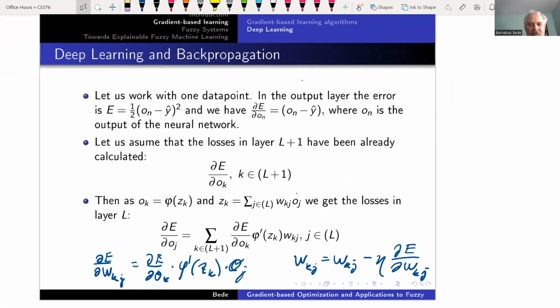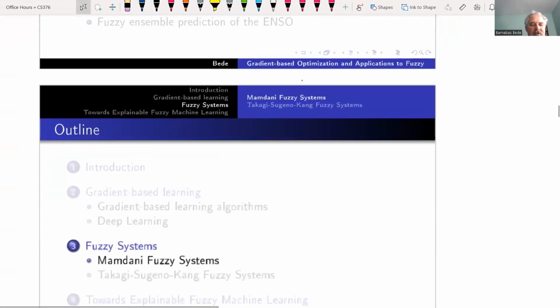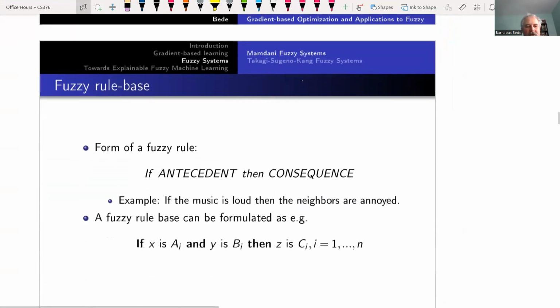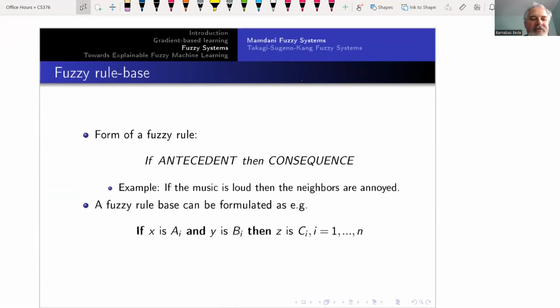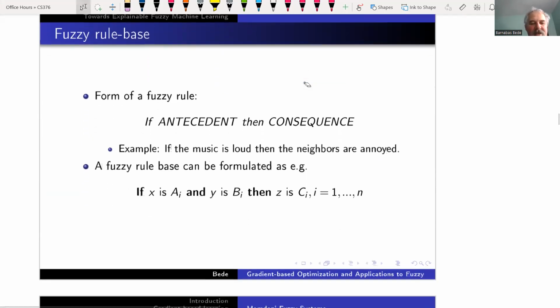Okay, so let's continue now with fuzzy systems and how they connect to neural networks. You saw last time the fuzzy rule-based system. The typical look of a fuzzy system is: if antecedent, then consequence. For example, if the music is loud, then the neighbors are annoyed. Loud and annoyed are typically fuzzy sets in this setting, because we don't know what is really loud and what is not so loud. We don't have a threshold decibel value; what is loud for someone could be less loud for someone else.